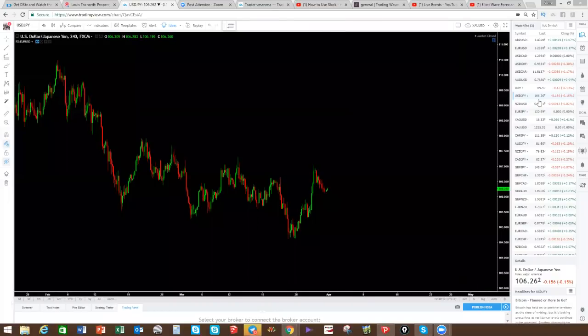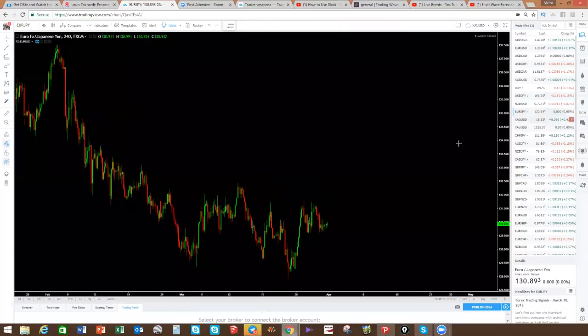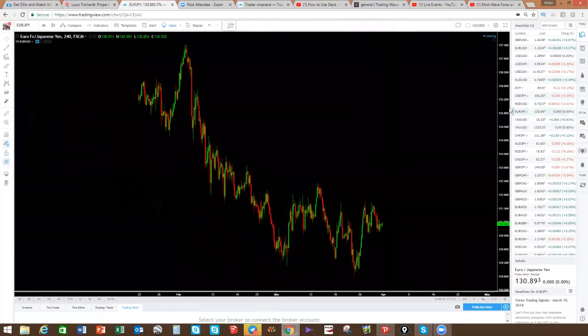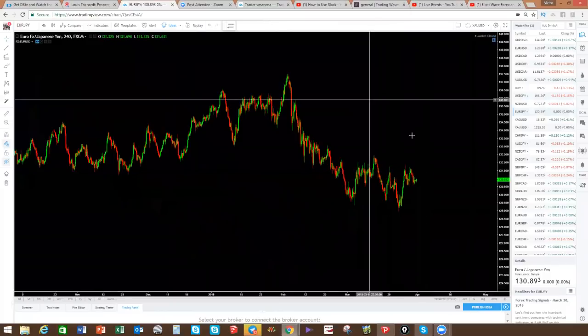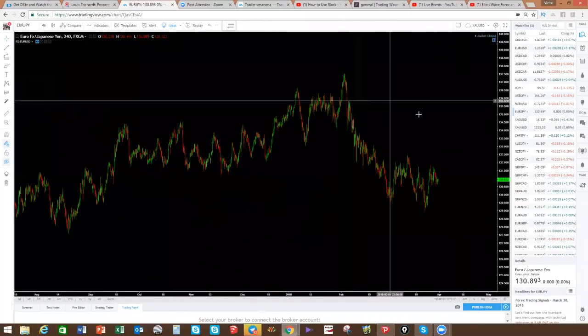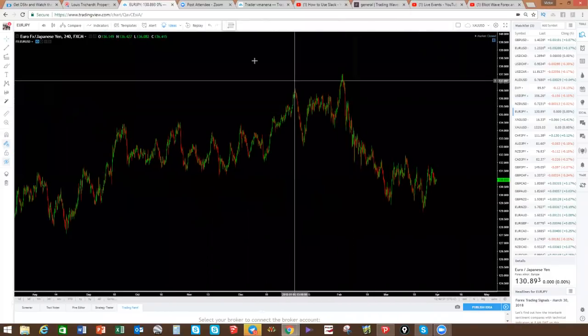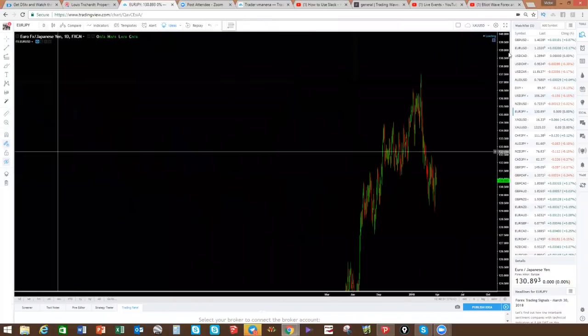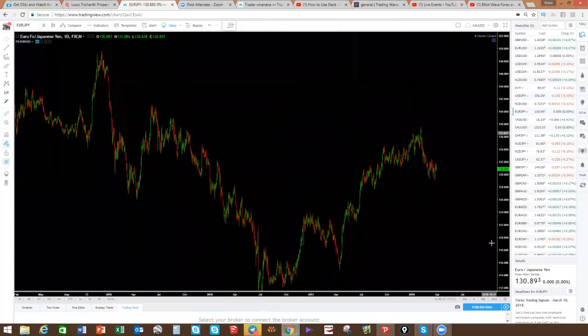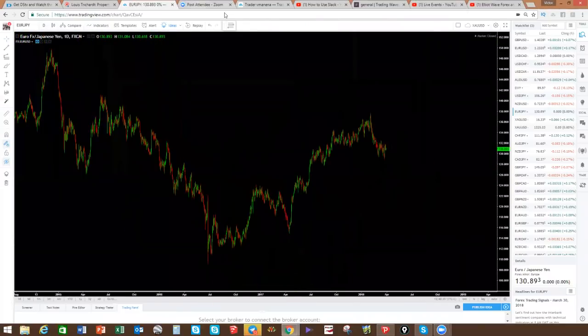All right, that's US dollar JPY. Let's carry on with the rest of the yen pairs. All right, so if you're looking at the EURJPY, let me go daily, show you the structure that I've shown for the last couple of weeks as well, and what I'm expecting.